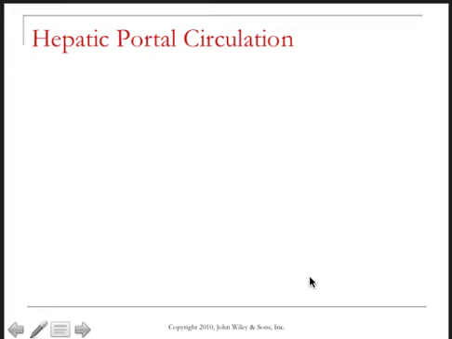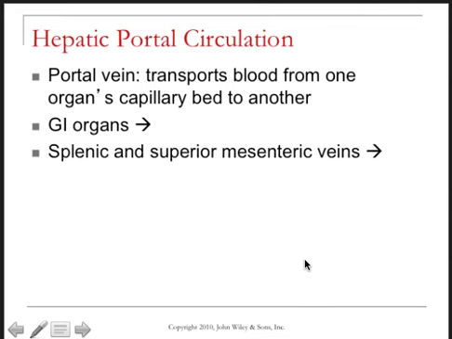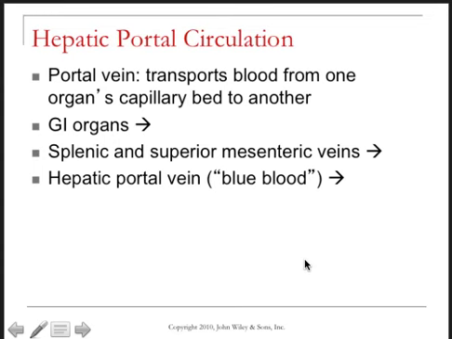There's a couple of special circulatory routes that we should address. These are called portal routes. The hepatic portal circulation is found in the liver. Okay, this transports blood from one organ's capillary bed to another. And this is what we mean when we say a portal circulatory route. In the GI organs, what happens is that you have splenic and superior mesenteric veins that eventually become now the hepatic portal vein. So there's deoxygenated blood in this vessel.